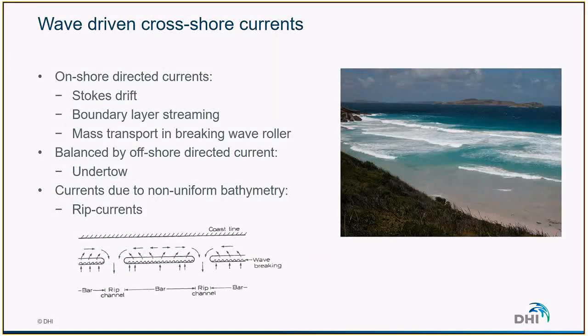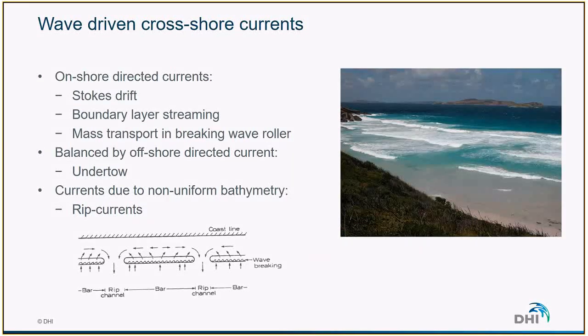The waves also generate cross-shore currents. We can distinguish the currents that are directed towards the shore and the currents that are directed towards offshore areas. The Stokes drift is directed towards the shore, and basically it represents the mean velocity of a fluid particle over a wave period. There is also the streaming in the wave boundary layer that is directed towards the shore.